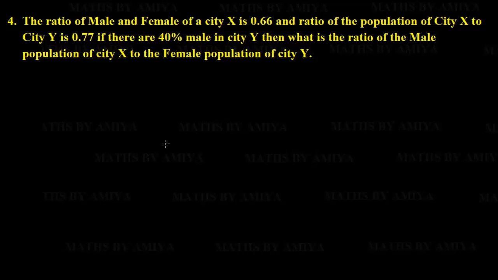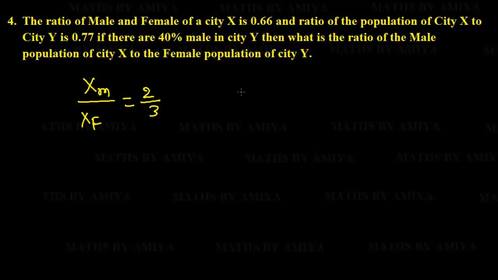I hope you have solved the question. The data is the ratio of male and female of city X: city X male, city X female. This data is 0.66, which is 2 upon 3. If you have any doubt how 0.66 is 2 by 3, please watch the ratio integral form video of this playlist. Okay, now move to the question.